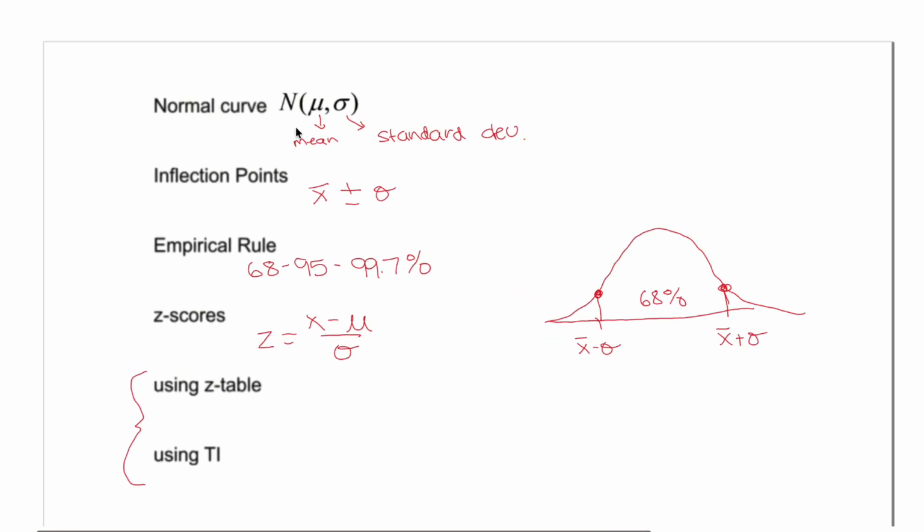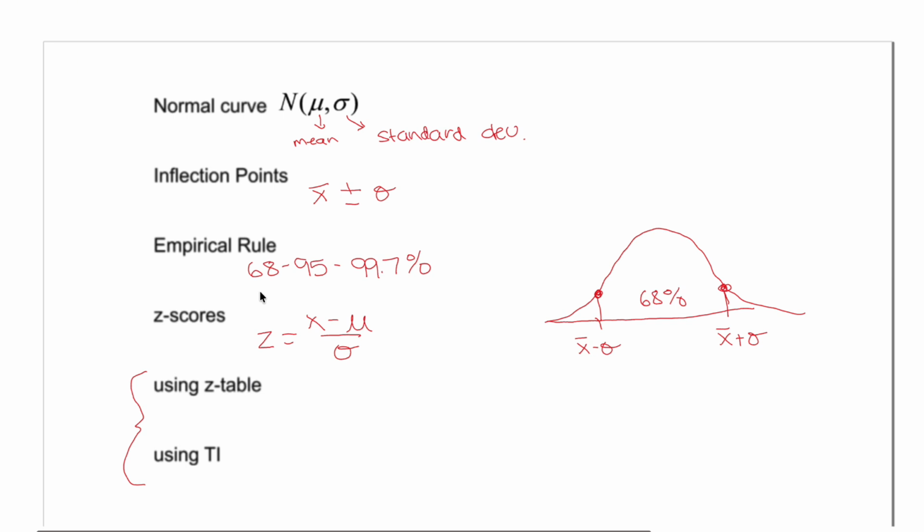It is represented using notation like this: a big N with parentheses, mu, and standard deviation inside. So mu here means mean, and standard deviation is this symbol, sigma. Inflection points are where you use x bar plus or minus the standard deviation. And the empirical rule is 68, 95, and 99.7%.